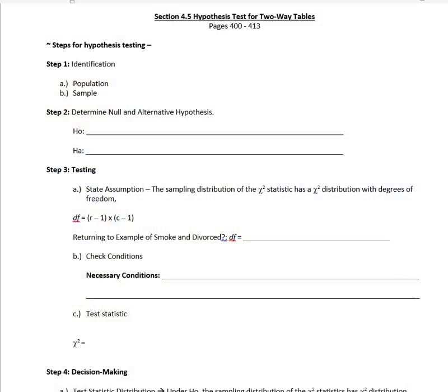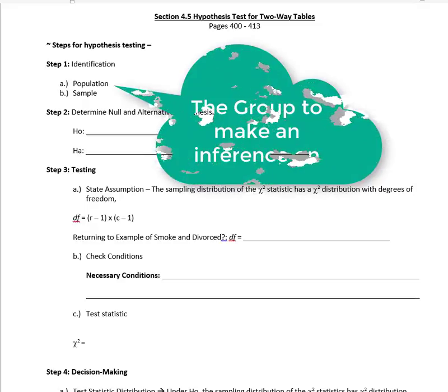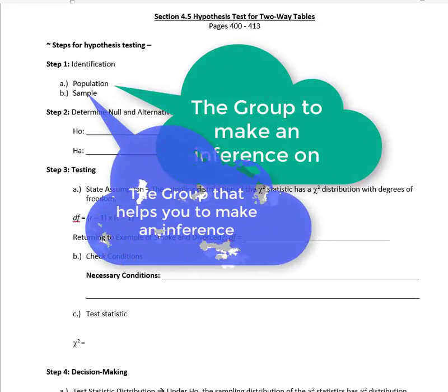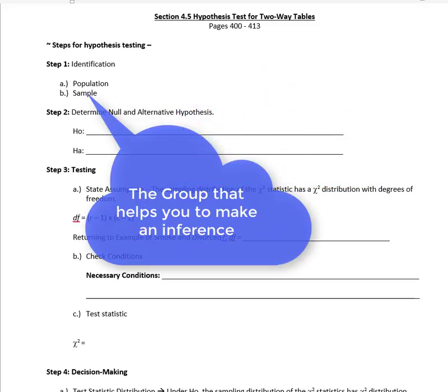Right now, remember, we're talking about the analysis of two categorical variables. So today we're going to look at how to perform a hypothesis test for two-way tables or for that type of data. Always when you do a hypothesis test, your first step is to identify the population, so who or what group or the entire group you want to make an inference on. And then you'll identify the sample, so the people or group that's going to help you make that inference.